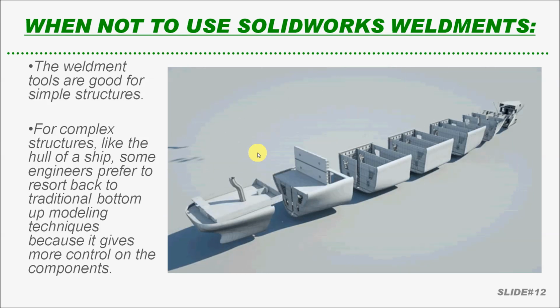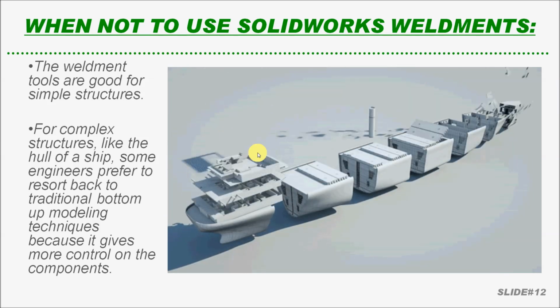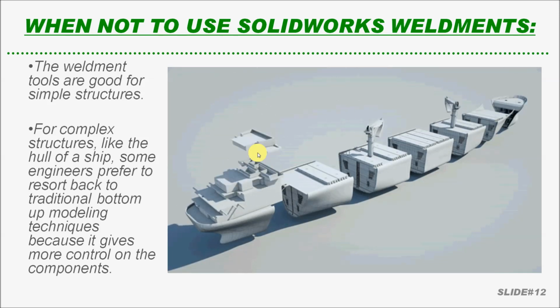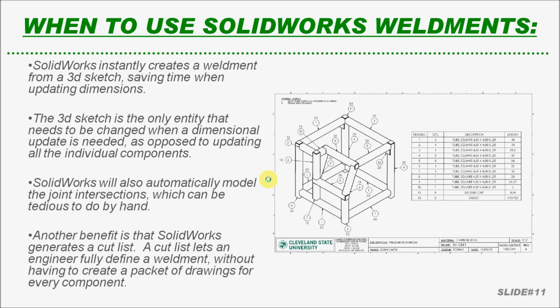So what I'm trying to say is you got to look at the complexity of your machine. If it's really complicated, just resort to the ancient methods of bottom-up assembly, where you create each part one at a time, you mate them together, and you build a structure. But if it's some benchtop equipment like this, I encourage you to take advantage of this weldment tool set.